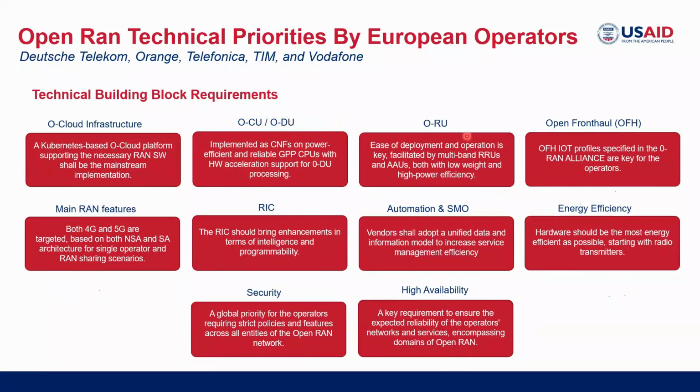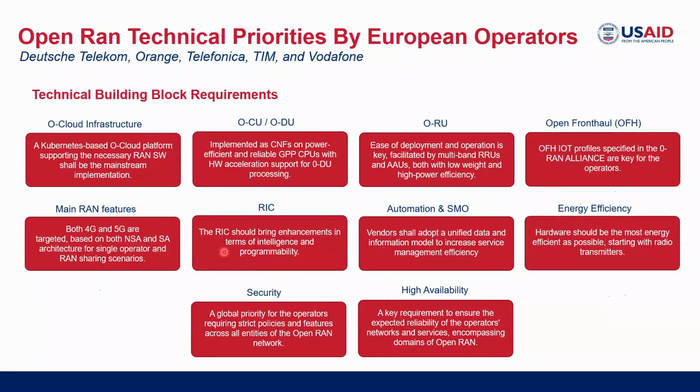And then the ORU. Ease of deployment and operation is key, so facilitated by multi-band RRUs and AAUs, both with low weight and high power efficiency. Open fronthaul, okay, and then main RAN features focusing on 4G and 5G, both based on NSA and SA, so non-standalone and standalone architecture.